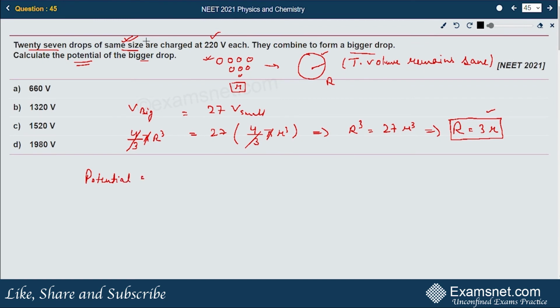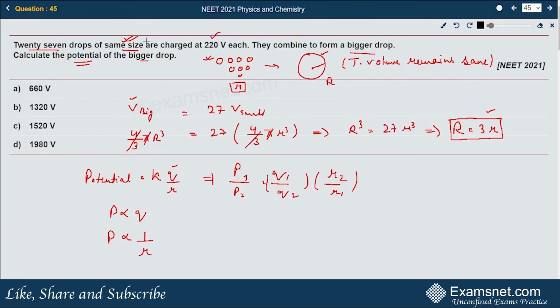It is given as K into Q by R, where Q is the charge and R is the radius, right? So suppose we find out, I'm writing P for potential here because if I write V, it will be confusion. So P1 by P2 will be equal to Q1 by Q2, because the potential is directly proportional to Q, and it will be multiplied with R2 by R1 because the potential is inversely proportional to R, right?